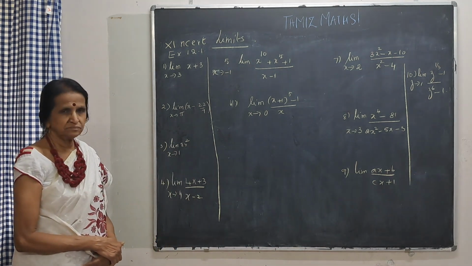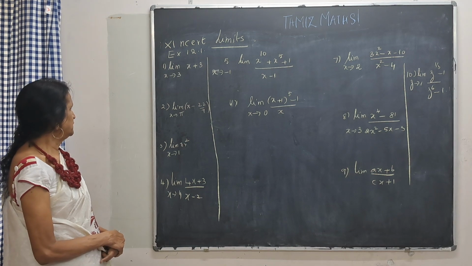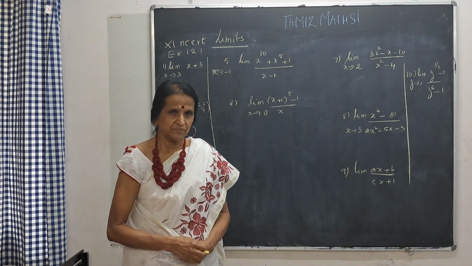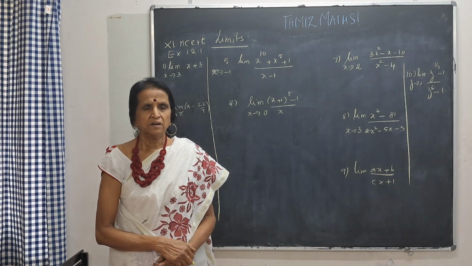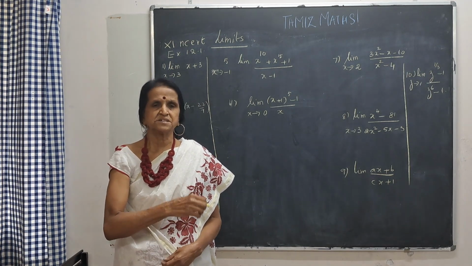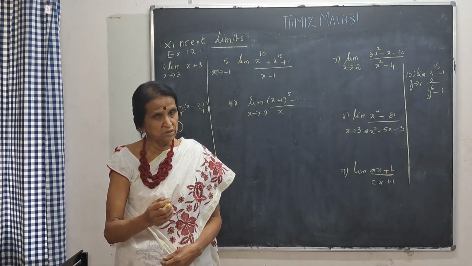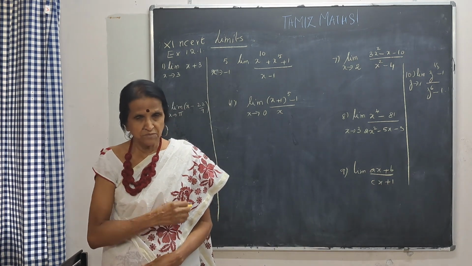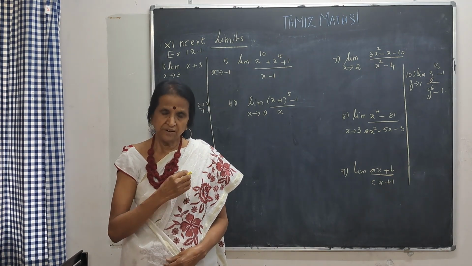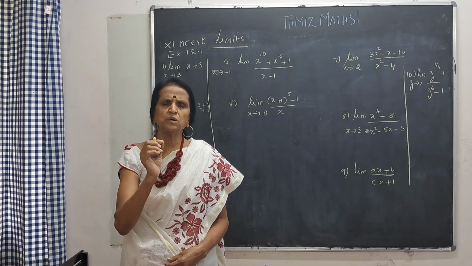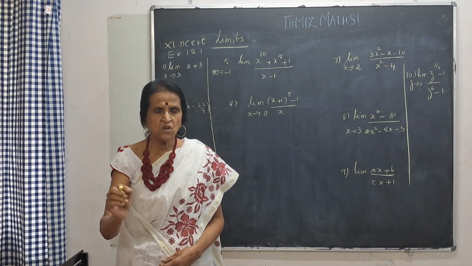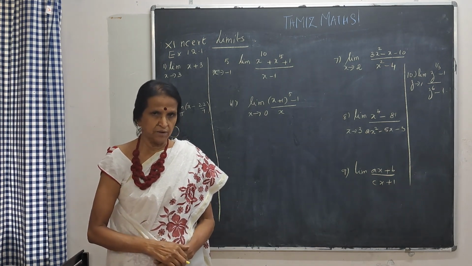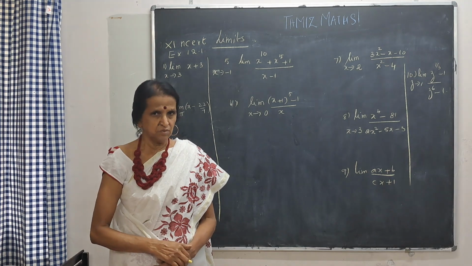Problem 1. Find the limit of x plus 3 as x tends to 3. I always suggest you have all the steps. Even if I miss one or two, you are going to write an exam. I should not miss it myself, but even if I happen to miss one or two, you don't miss any steps. Practice with all the steps so that in the exam you present it well and you get full marks. Your presentation counts a lot, isn't it?